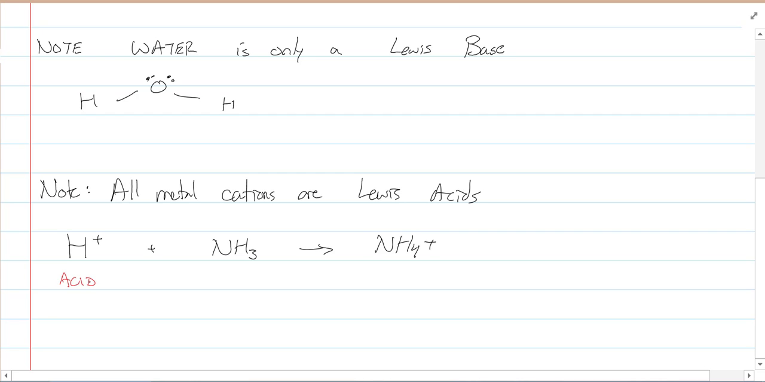H plus has no electrons. Now, it doesn't think like a human, but it cannot donate electrons if it doesn't have electrons to donate. H plus can definitely accept electrons. Nitrogen has that lone pair. Nitrogen is the base. This here, NH4 plus, we actually call an adduct. An adduct, and that is the product of a Lewis acid base reaction.